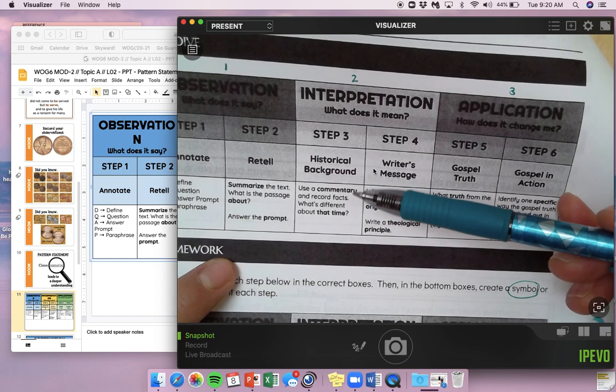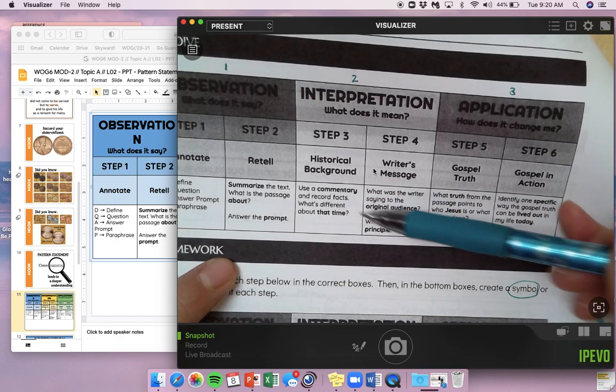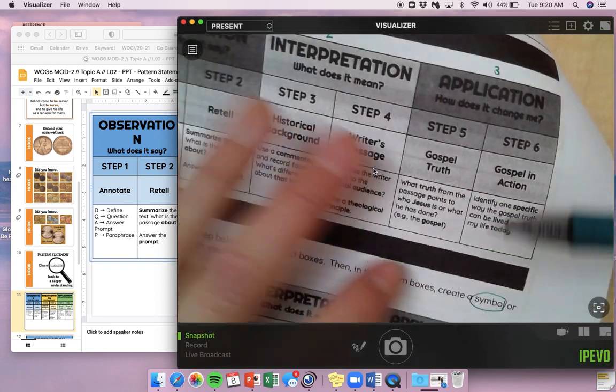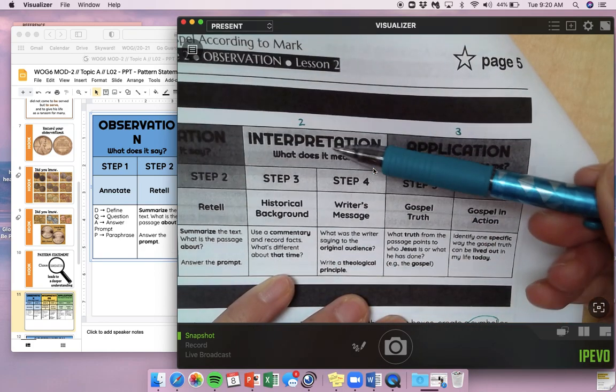Now, scholars, there's probably a couple in this room right now that are taking notes on what I'm saying right now. Did you know you're annotating? Nice job.